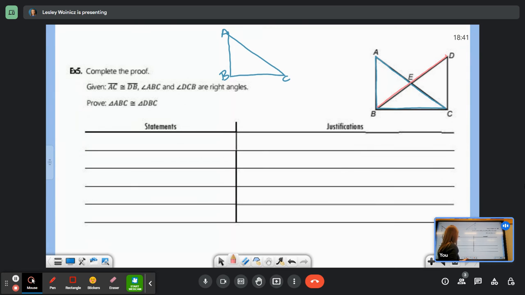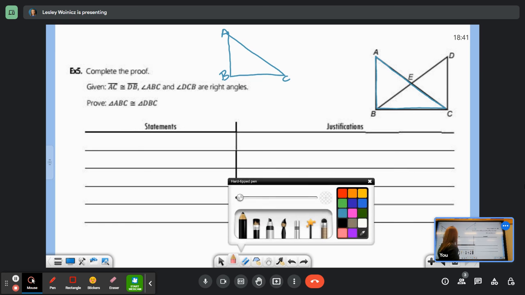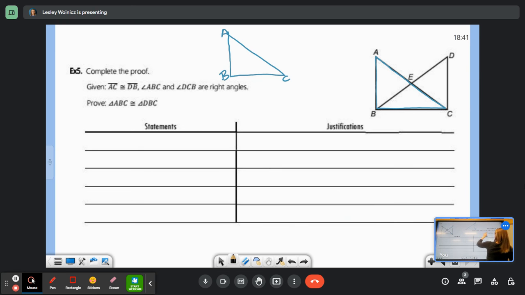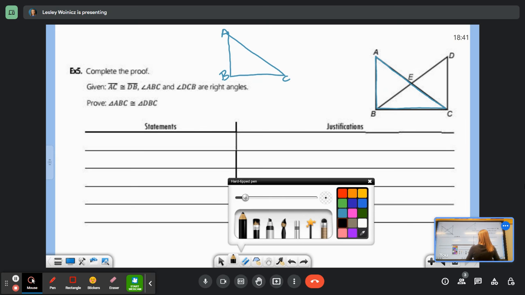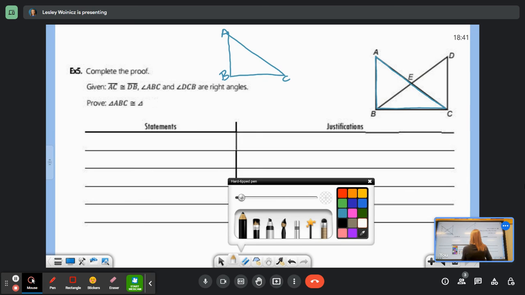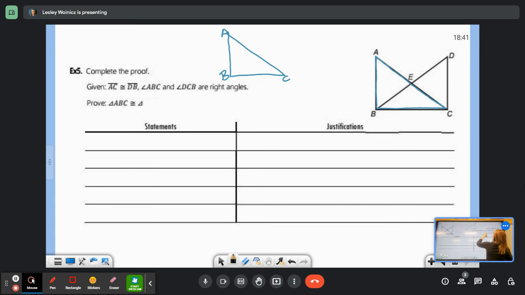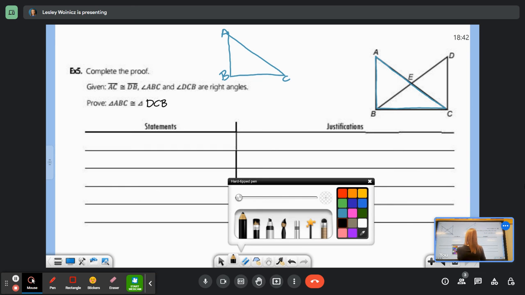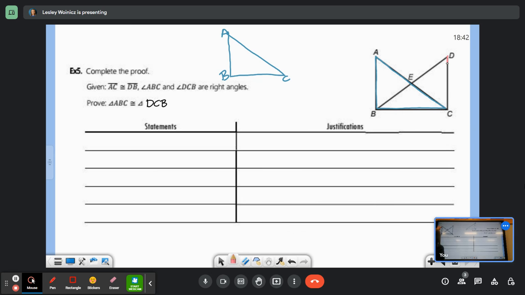Would you fix this for me if I had forgotten to fix it on your paper? It should say DCB, right? Okay, we'll fix it. It's fine. DCB is what it should say.